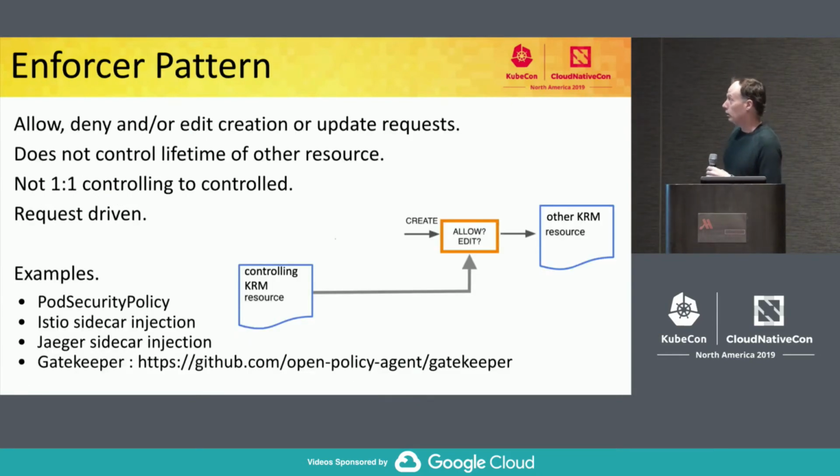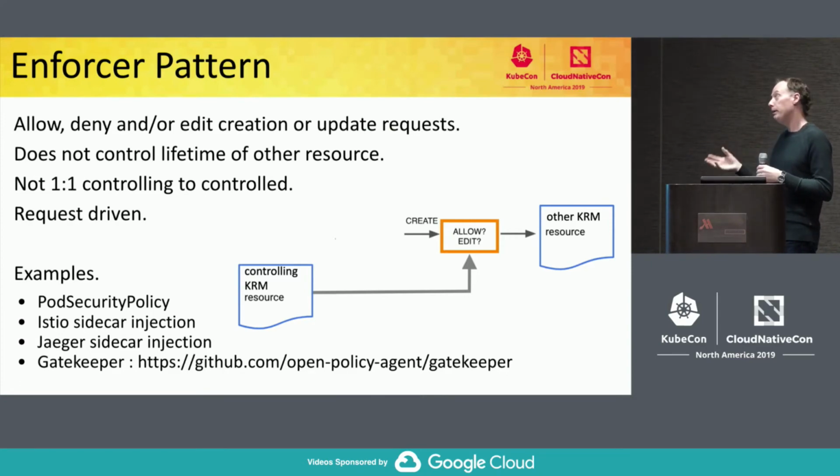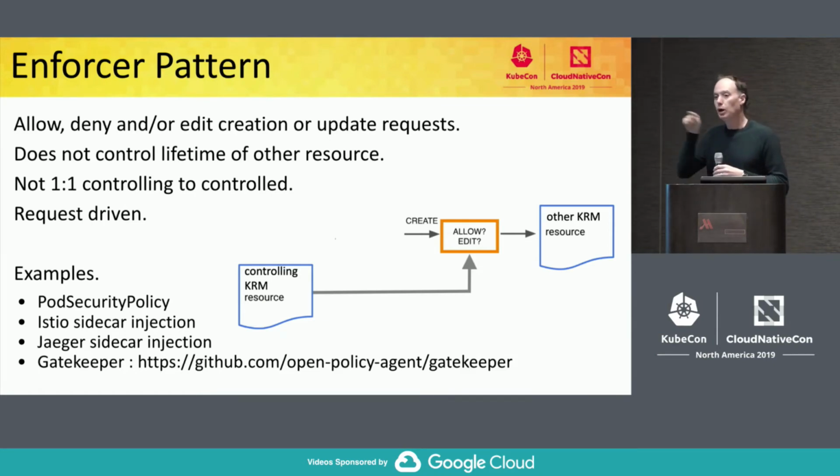So the third pattern I call enforcer. This is going to allow or deny and maybe edit creation and update requests. So unlike the previous two patterns, the controlling resource is not one-to-one or one-to-several with the resources that get created, because there's nothing created. It's more like the controlling resource is just configuration at the cluster or namespace level for this policy engine. And so you try to create something and then maybe you get to create it or you don't. So a lot of this is like sidecar injection or security policies, pod security policy.